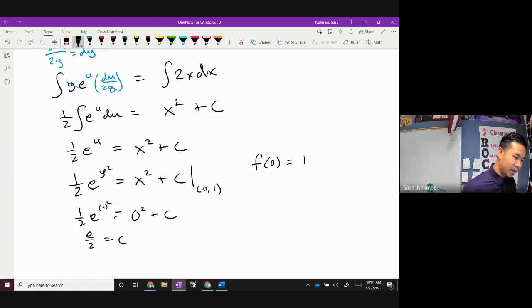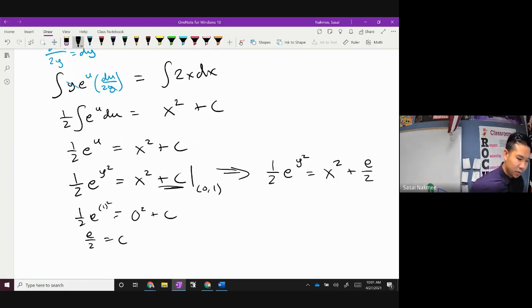So I'm going to plug that in for c. You guys okay with that? E to the 1 is just e, divided by 2, so this is e over 2, and that's 0 right there. So c is going to be equal to e over 2. I'm going to go ahead and plug that into here. So I have here 1/2 e to the y squared is equal to x squared plus e over 2.